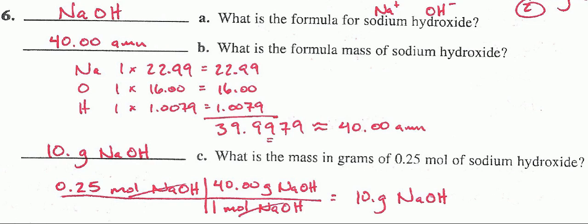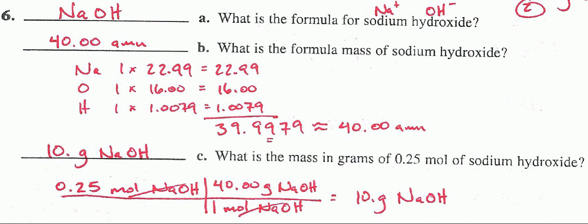Number 6, I've got a multi-part one. So A, what is the formula for sodium hydroxide? I'm hoping that you now recognize that hydroxide is a polyatomic ion. And because it's a polyatomic ion, you need to look at your polyatomic ion sheet.